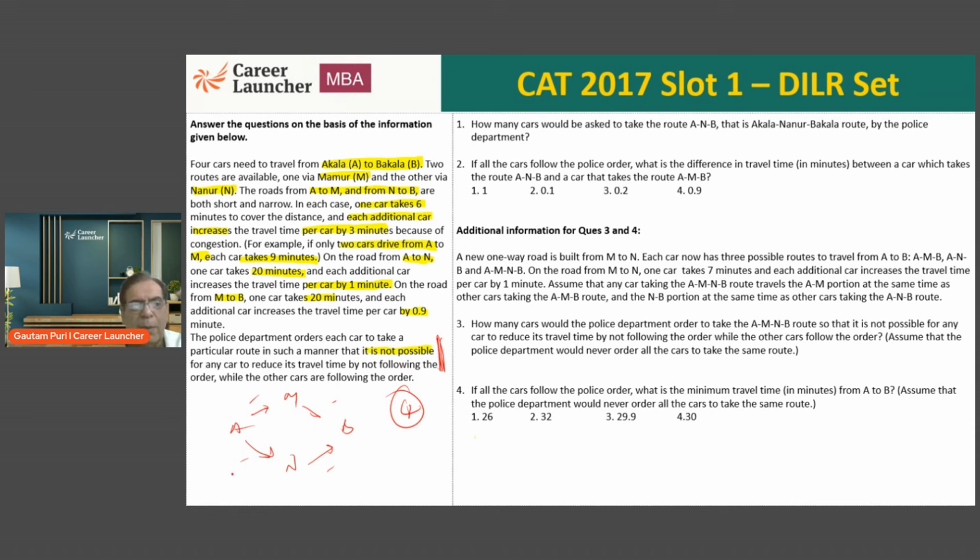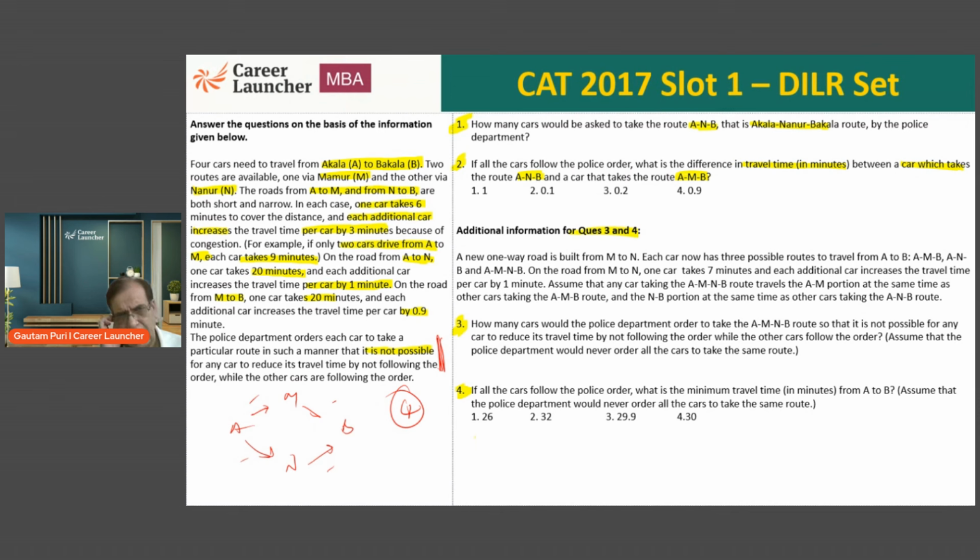Okay. Question number 1, theta. Question number 3, theta. Okay, so questions 1 and 3 are theta, while questions number 2 and 4 are giving us choices. Let's read the questions. How many cars would be asked to take route A-M-B by the police department? Question number 3 and 4 also have some additional information. Question 2, if all the cars follow the police order, what is the difference in travel time in minutes between a car which takes route A-M-B and the route A-N-B?